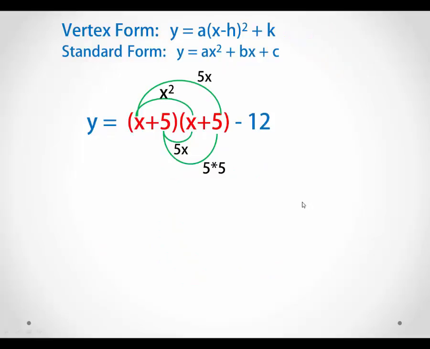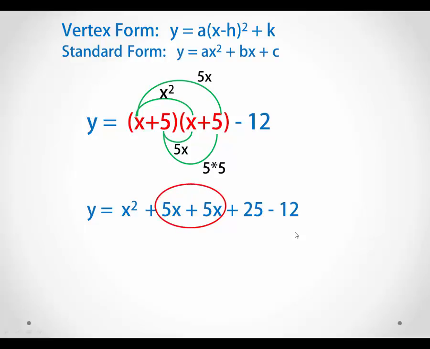With that being said, we will now show our result. The new equation is y equals x squared plus 5x plus 5x plus 25 minus 12. From this point, we will group all the like terms so we can simplify the equation. The first like term would be the x's, where we have 5x plus 5x. That will give us 10x. And then we have the numbers here, 25 minus 12, which would be 13.